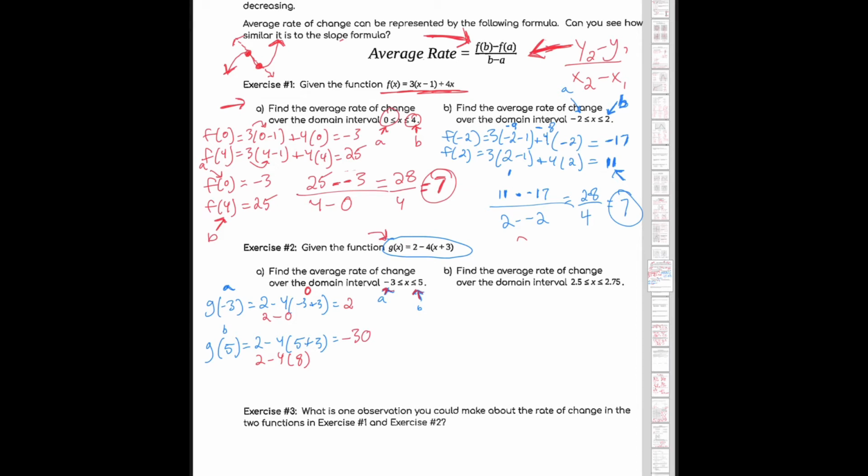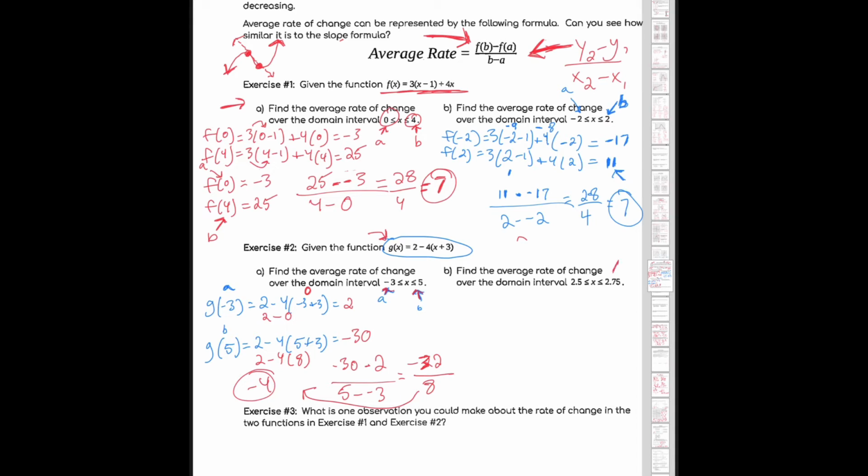So let's go ahead and plug that into the formula. And remember, it was f of b minus f of a. Again, it doesn't matter what letter we use. G is still the same thing, all over b minus a. So g of b was negative 30 minus g of a, which was 2, all over b minus a, so 5 minus negative 3. So here, when we do this, we get negative 32 over 5 minus negative 3, which is positive 8, which gives us the rate of change of negative 4.